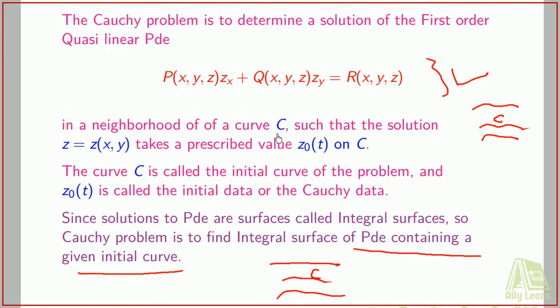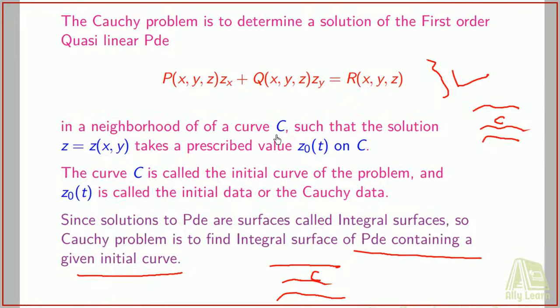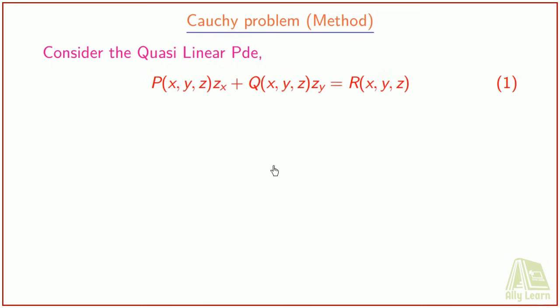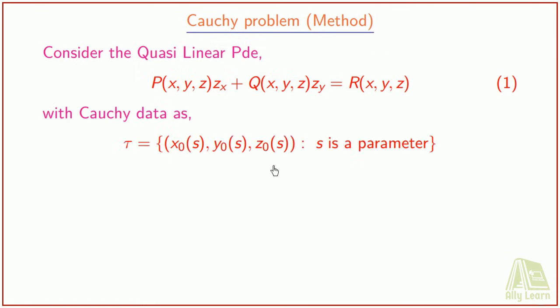Okay friends, now let's move on to the method of the Cauchy problem. First of all, consider the quasi-linear PDE, which is of this form, and the Cauchy data as this. Now this is the equation of the initial curve C. We want to find the general solution of this quasi-linear PDE containing this curve C.